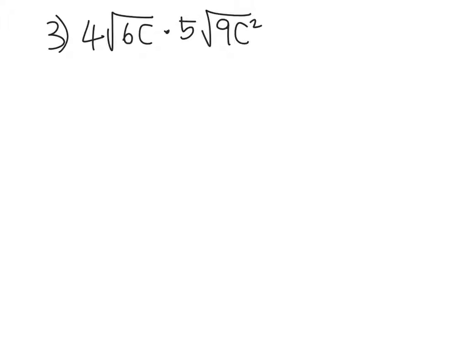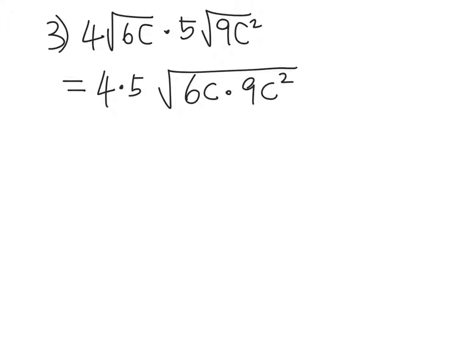Okay, so question number 3 on the test was this. And remember what I said, right? Rapunzel plays with other Rapunzels from different countries. Outsiders play with other outsiders, okay? So we're going to put 4 times 5 on the outside because outsiders multiply with outsiders. And on the inside, we're going to have 6c times 9c squared.